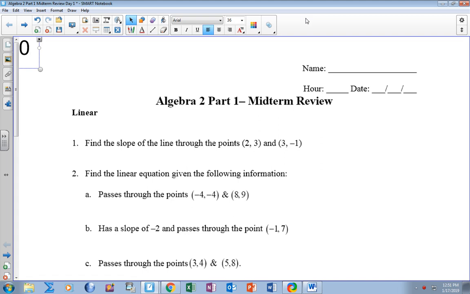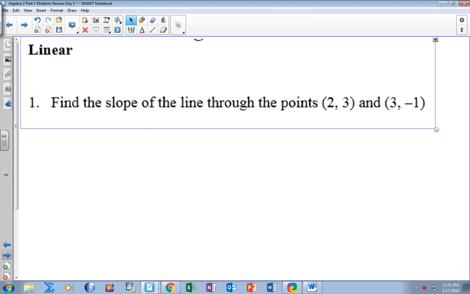So we're just going to go over the first page, the linear review portion that you guys have already completed, and then we'll try to get through as much of the quadratic as we can before you guys leave today. I'm just going to go through and put down the problems that you have, and what you need in order to solve them.